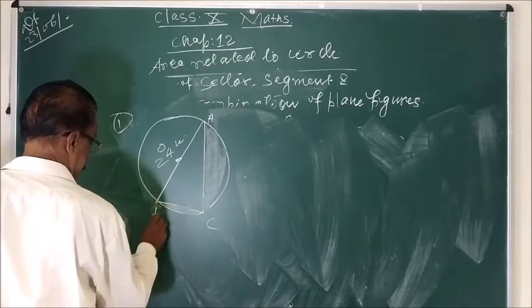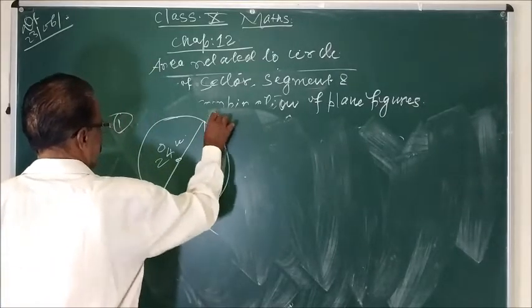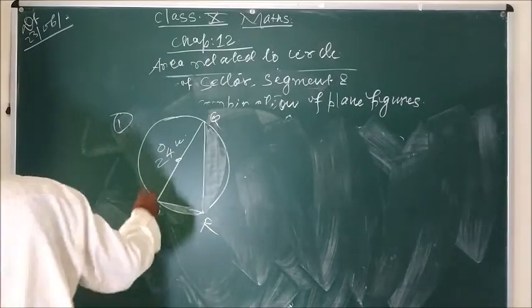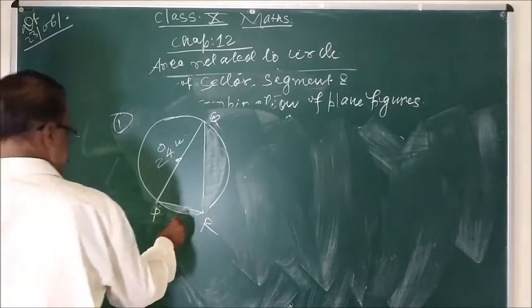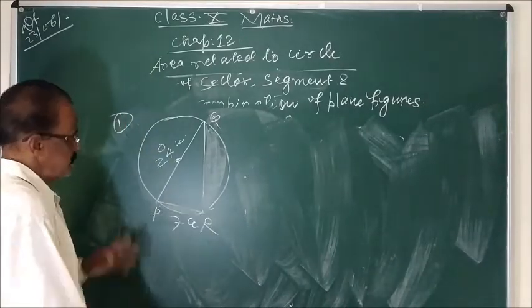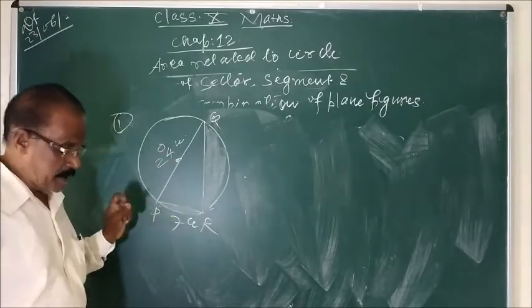This is PR in the given question. No difference with the name, but RQ is the diameter, PQ is 24 cm, and PR is 7 cm. How will you find the area of this certain portion? This is question number 1. Now you see with the figure, it is very clear.